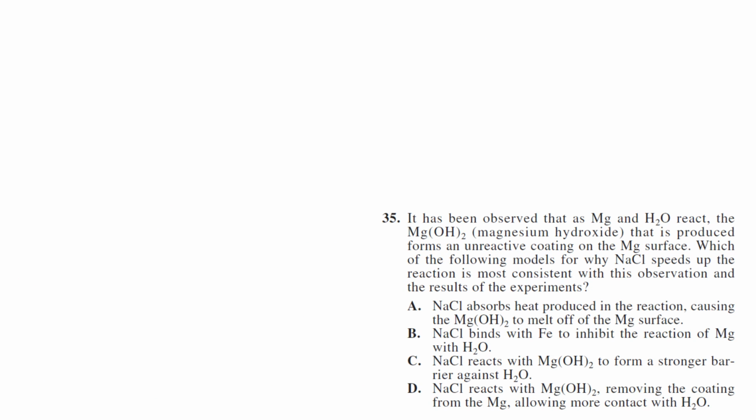It has been observed magnesium and water react. The magnesium hydroxide that is produced forms an unreactive coating. Which of the following models for why NaCl speeds up the reaction is most consistent with this observation? This one's a little bit tricky. It's a little bit to think through, but let's process and eliminate the answers.